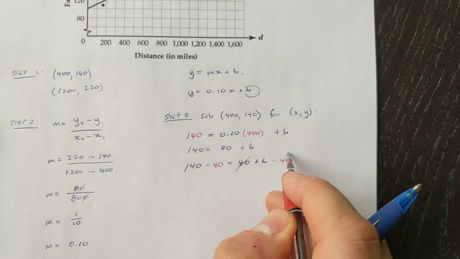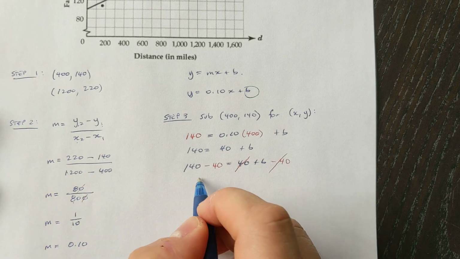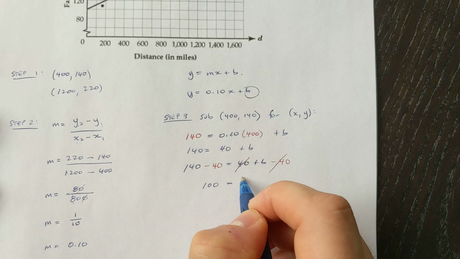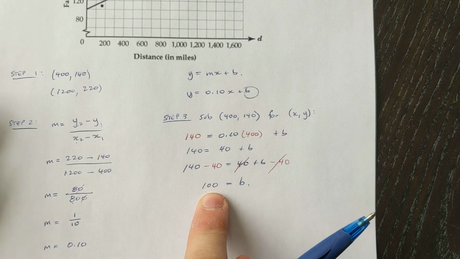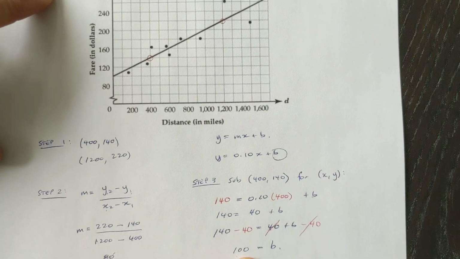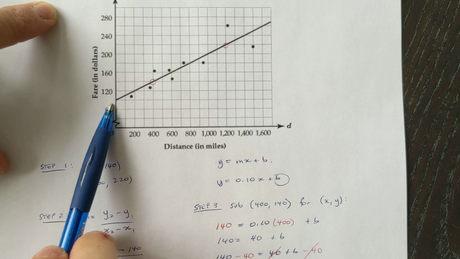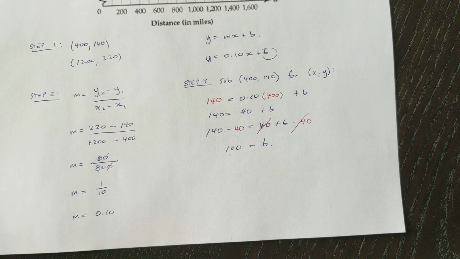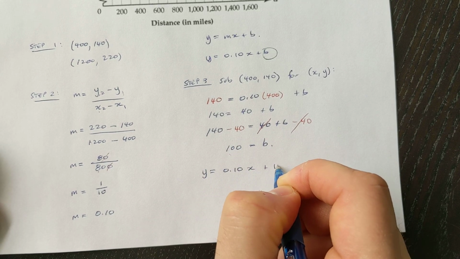So that becomes 0. And 140 minus 40 is just 100, is equal to b. So I have my y-intercept. Let me just double check on the graph. Does that make sense? I can check my work. Does 100 for my y-intercept make sense? Yeah, looks like the line definitely goes through 100 on the y-axis, so that definitely makes sense. So the equation of my line of best fit is y is equal to 0.10x plus 100.